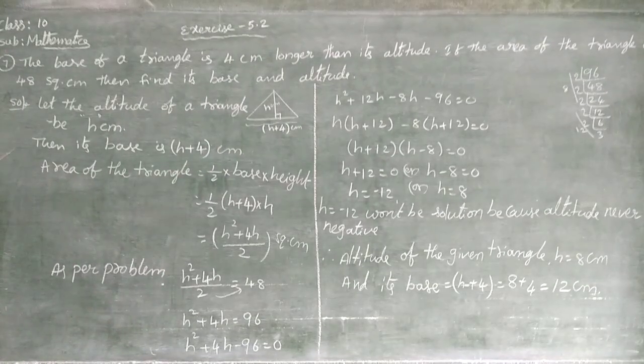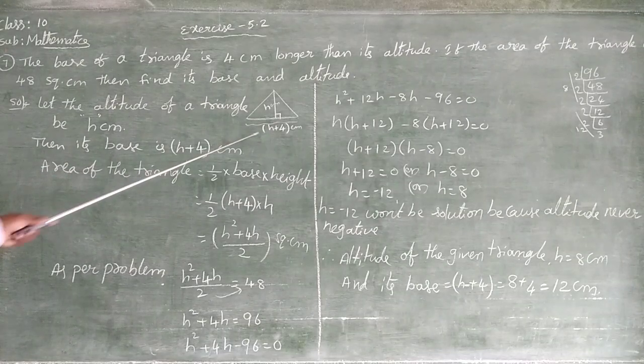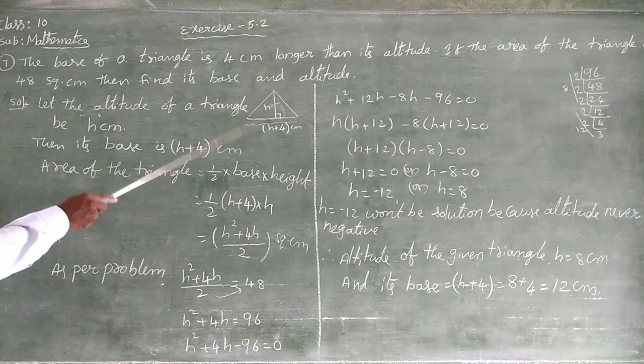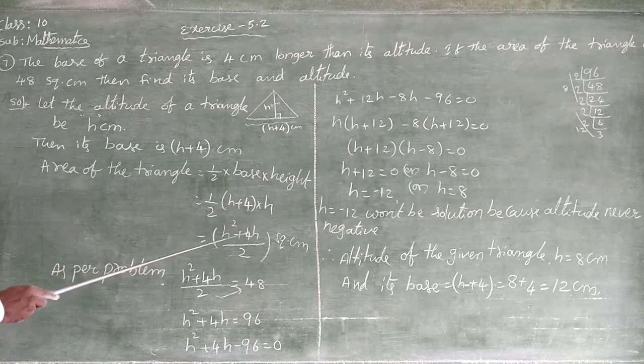You can assume, let the altitude of the triangle be h centimeters. Then its base is h plus 4 centimeters. What is the area of the triangle? We know the formula: half into base into height. Half into base is h plus 4, height is h. H into h, h square; 4 into h, 4h, by 2. As per the problem, the area of the triangle is given as 48 square centimeters. So the area is h square plus 4h by 2 is equal to 48.